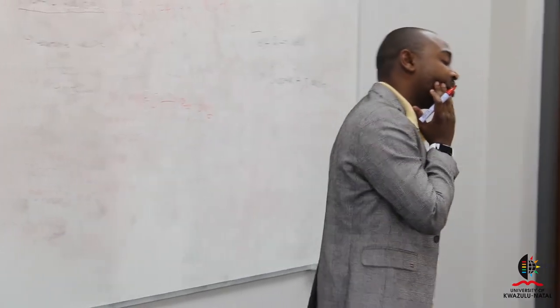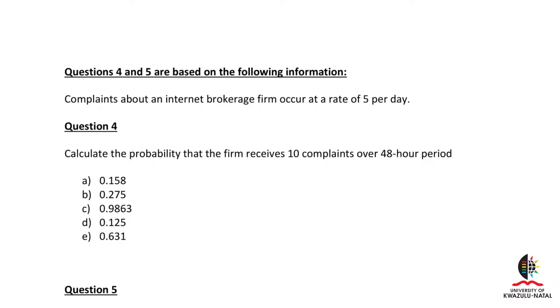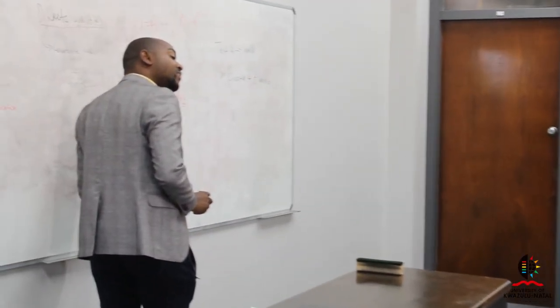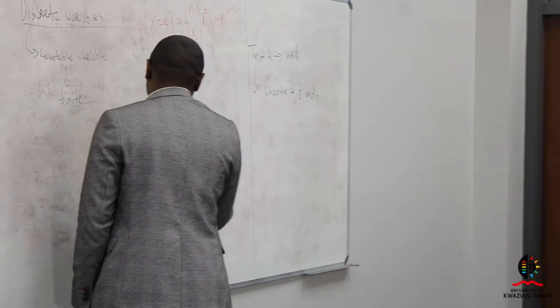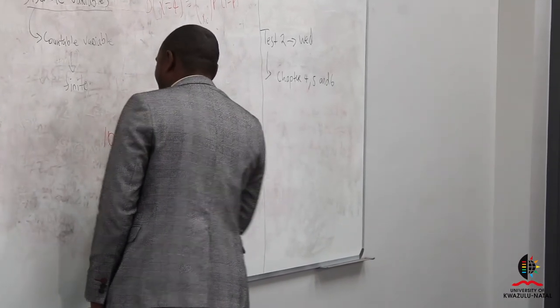What is the question? Calculate the probability that the firm received 10 complaints over 48 hours. So what are you given? You're given 5 complaints, the rate is the same as the average. Complaints about the internet, brokerage firm, at the rate of 5 per day. They're asking about 10 complaints in 48 hours, which is 2 days.